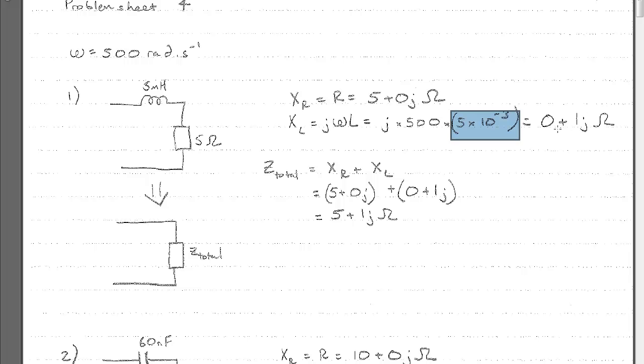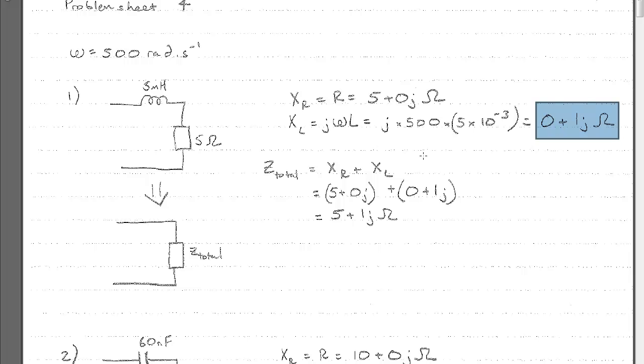But that's our j value, and because there's no real part, no component that doesn't have a j, we know that's 0, so we've written that out in rectangular form as 0 plus 1j ohms. So what you'll see is I've written these both out in rectangular form. These are the full rectangular forms, and the reason I do that is it just makes it really easy to add them together.